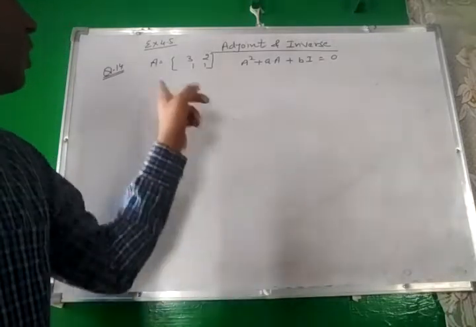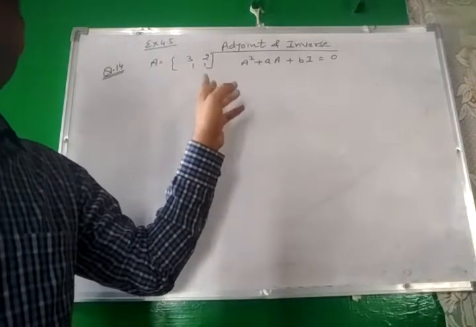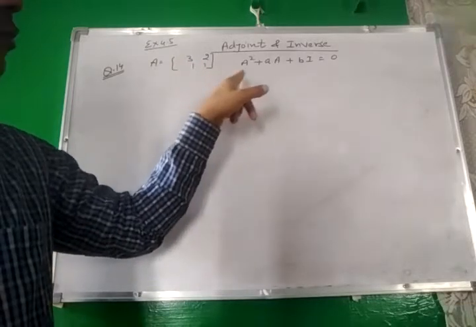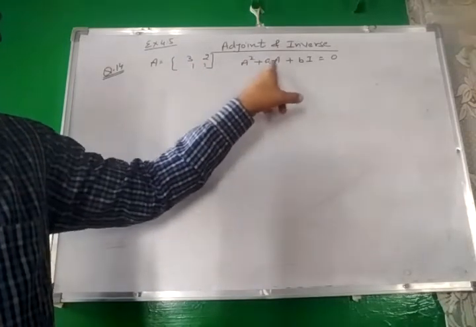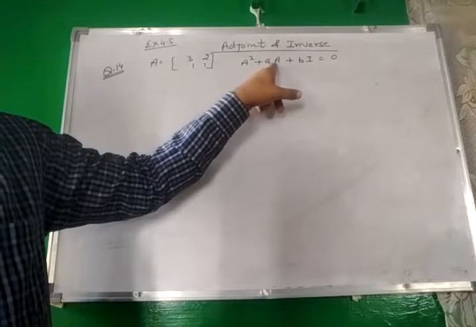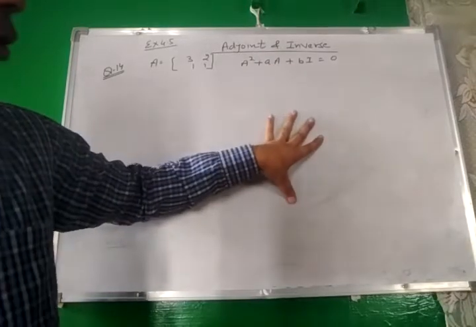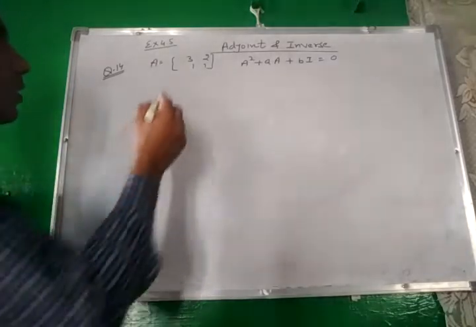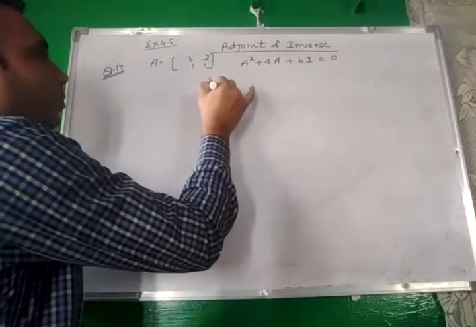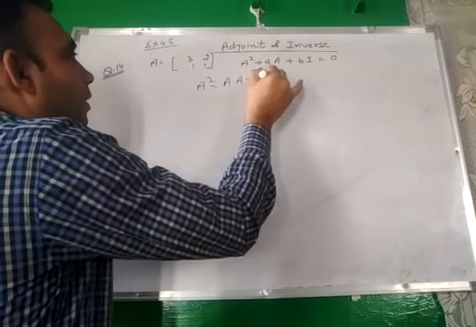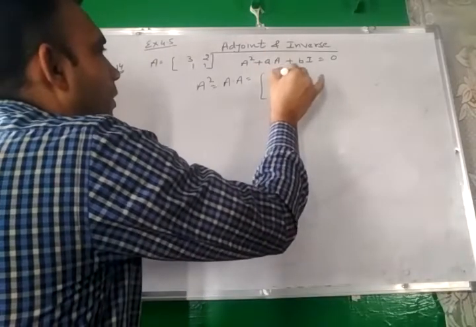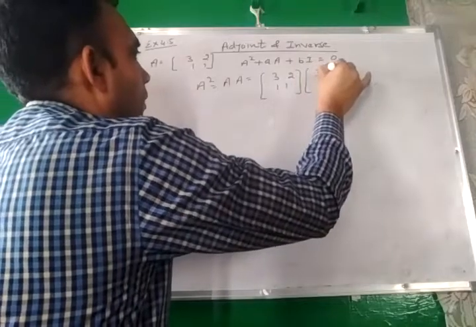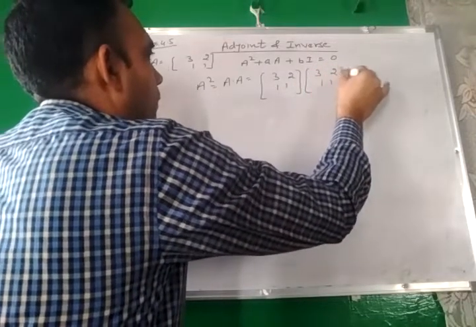Same question number 14. In question number 14, given A is equal to [3, 2; 1, 1], we have to find A and B such that A square plus A into A plus BI is equal to 0. So first we will find A square. A square implies A into A, that is [3, 2; 1, 1] multiplied with [3, 2; 1, 1].